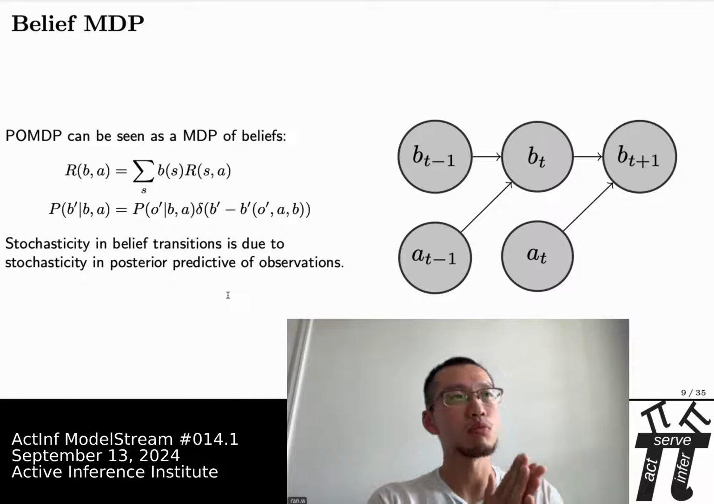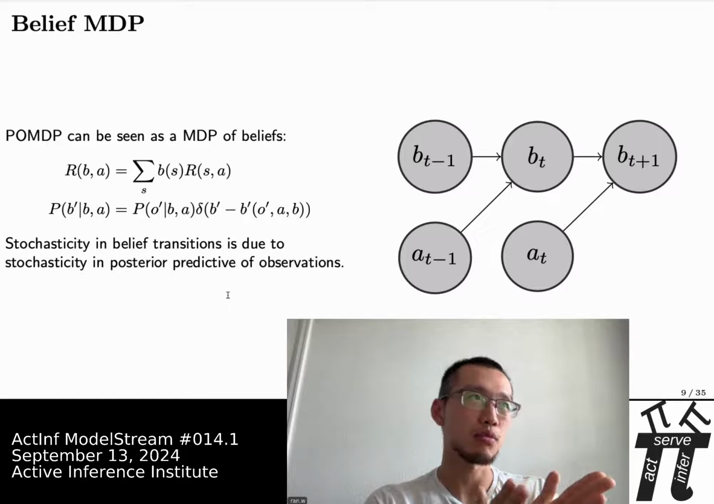And then I will refer to this as the Bayes optimal belief MDP because the policy computed from such a belief MDP would be the Bayes optimal policy for the POMDP.